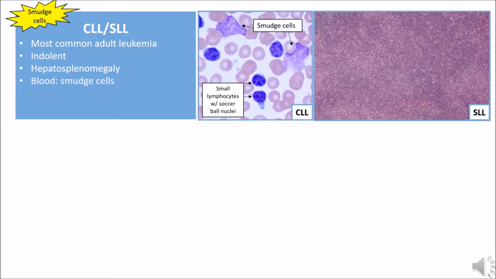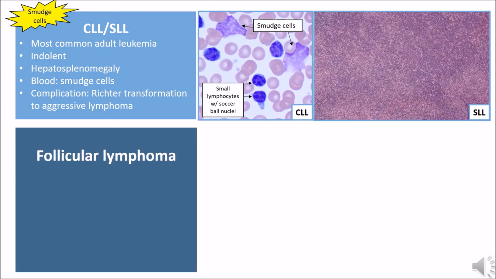Patients have an elevated lymphocyte count with small fragile lymphocytes that are easily disrupted, resulting in smudge cells on peripheral smears. A complication is transformation to a higher grade lymphoma, most commonly DLBCL, which is called Richter transformation.